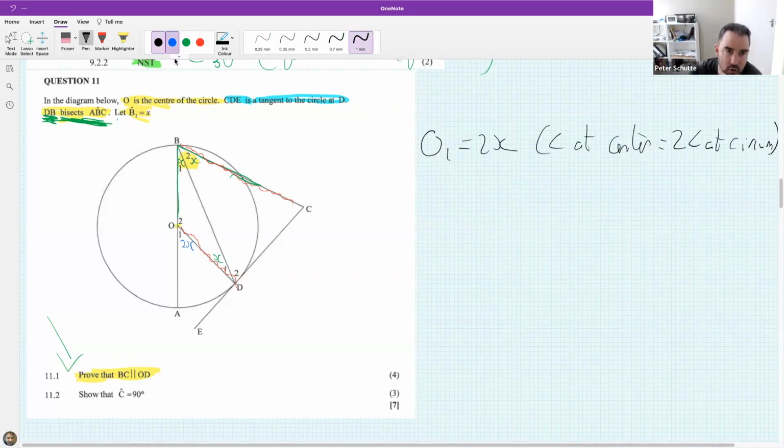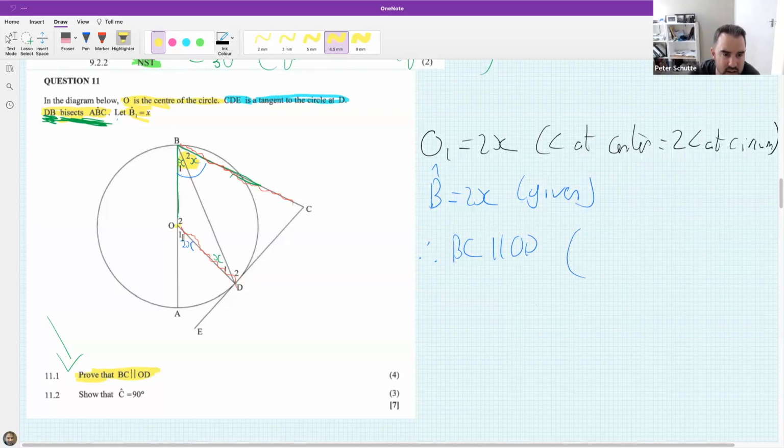Then we know that B1 plus B2, or angle B, is equal to 2x, and that's because it was given to us, right? It said that these two are equal and it's given to us. Therefore, BC is parallel to OD, and the reason, what relationship is there between these two angles over here? What's that relationship called? In terms of what I was talking about earlier, what relationship is there?